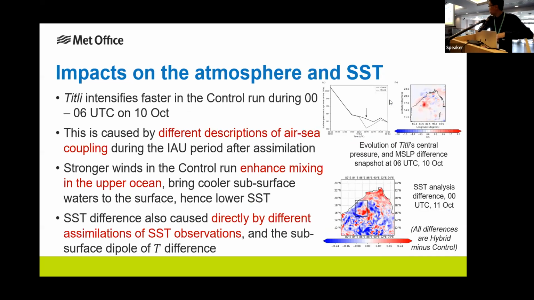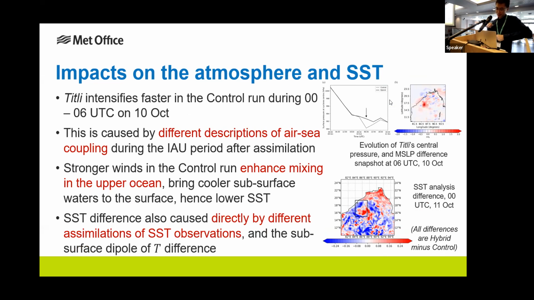And now I'll show you the impacts on the atmosphere and the sea surface temperature. So the cyclone intensifies faster in the control run, as you can see in panel A on the top. So at a particular time, this is during a 6-hour window on the 10th of October. So the cyclone is much stronger in the control run than in the hybrid.